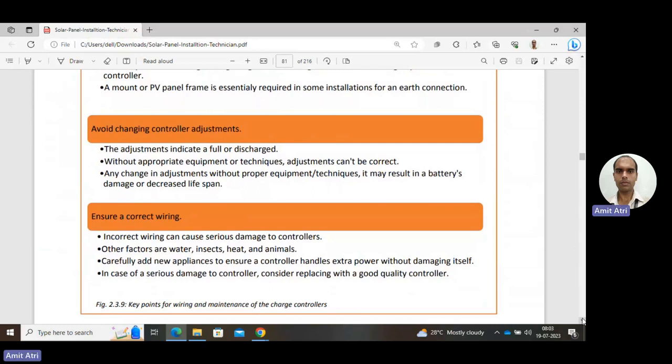Next is ensure correct wiring, because incorrect wiring can damage the controllers, as can other factors like water, insects, heat, and animals. Then we should carefully add new appliances to ensure the controller handles the extra power without damaging itself. In case of serious damage to the controller, we shall replace it.